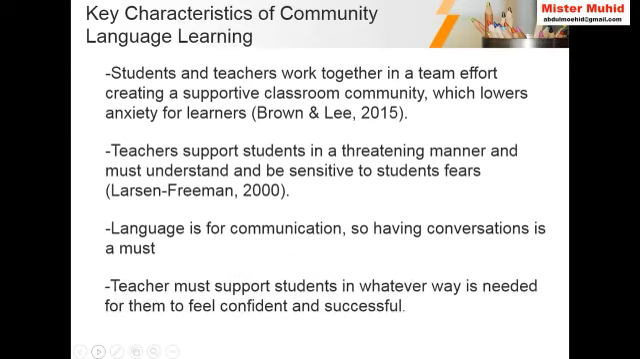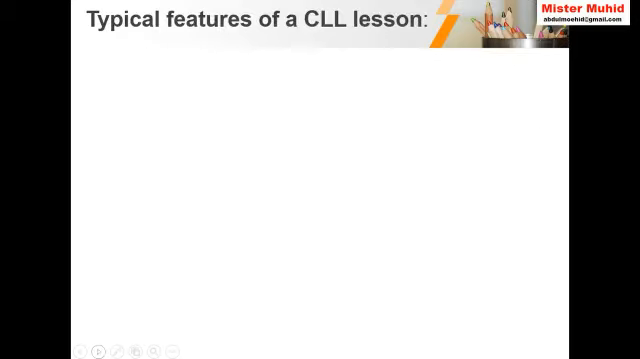Language is communication, so having conversation is a must. Teacher must support students in whatever way is needed for them to feel confident and successful. Because this is communication, in CLL communication is a must. We said the teacher must support the student. So the teacher must not be just a silent person, and you must help your students.